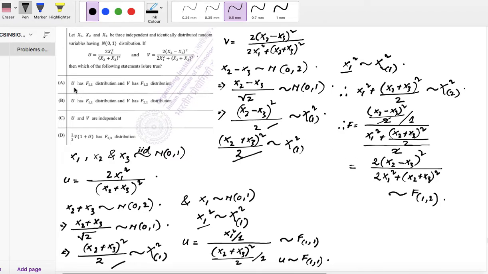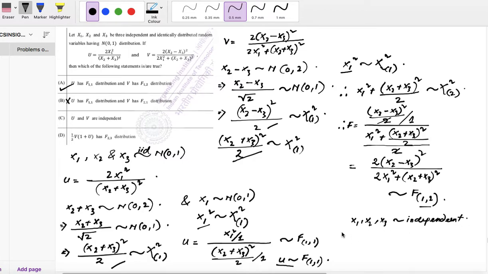Okay, now look which option is correct. U has F(1, 1), V has F(1, 2), so option A is correct. Further checking, U is F(1, 1) and V is F(2, 1), this is incorrect. And let's see for C, U and V are independent. Yes, U and V will be independent because we are given that x1, x2, x3 are independent.